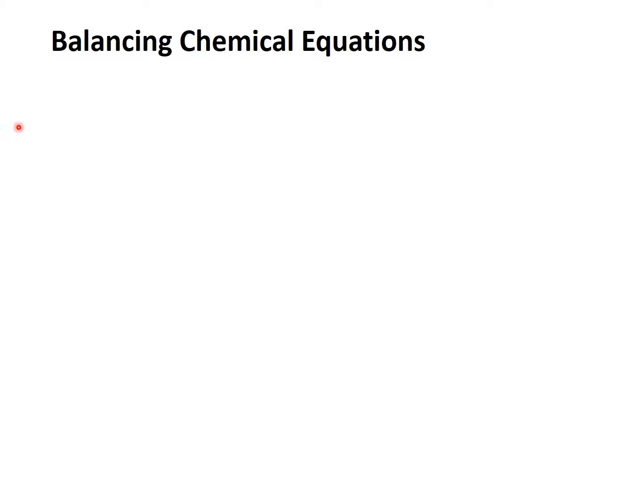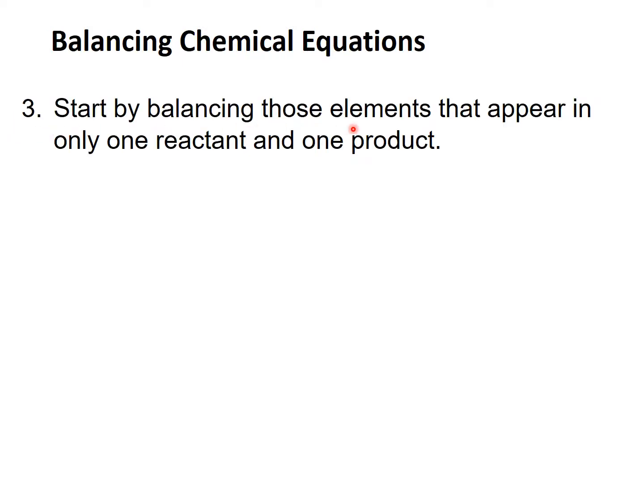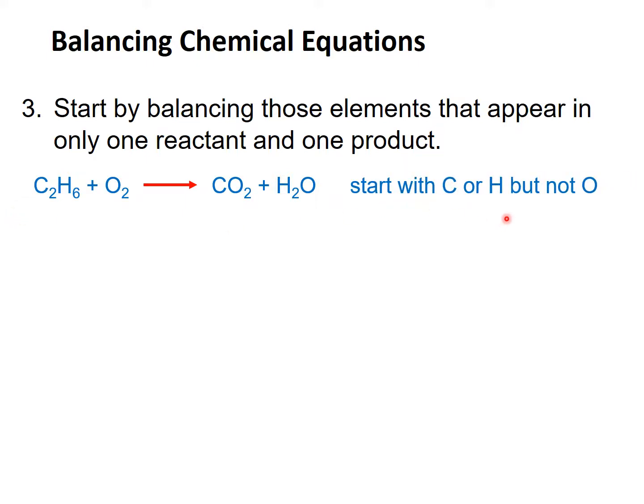The next step is to start by balancing the elements that appear in only one reactant and one product. So in the example we have here, we can see that we would want to start by balancing either carbon or hydrogen, but not oxygen, because carbon only appears in one compound in the reactants and one compound in the products. And hydrogen also only appears in one compound in the reactants and one compound in the product. However, oxygen, while it only appears in one compound in the reactant, appears in two compounds in the products. So we want to balance the oxygens last.